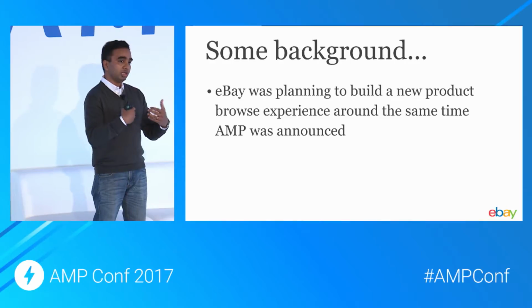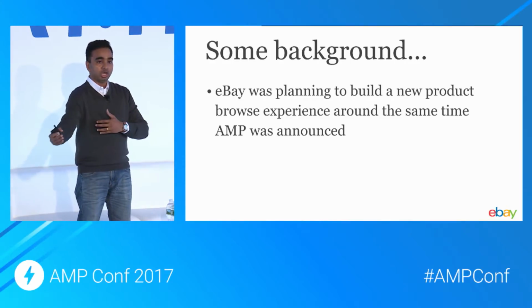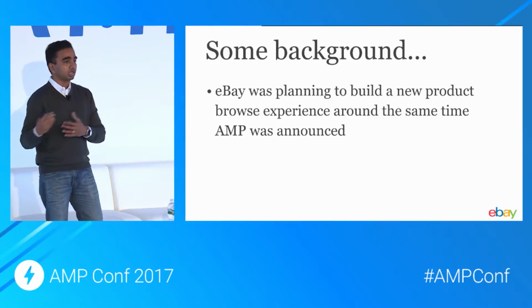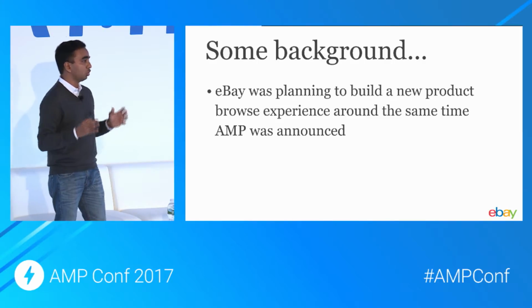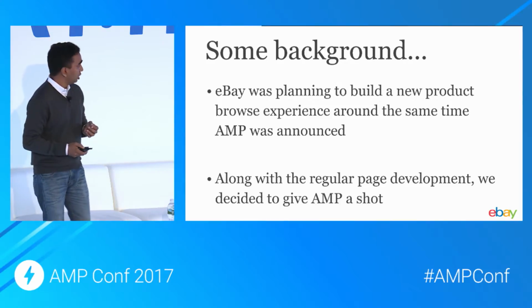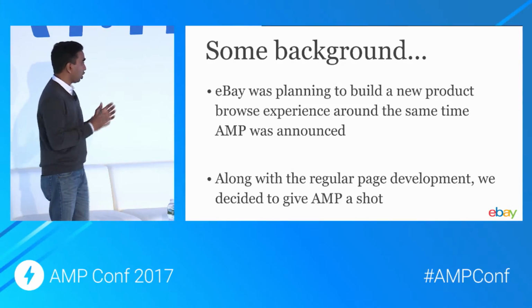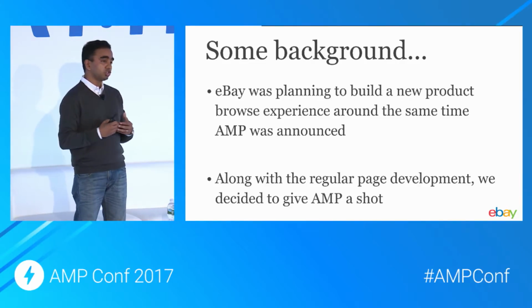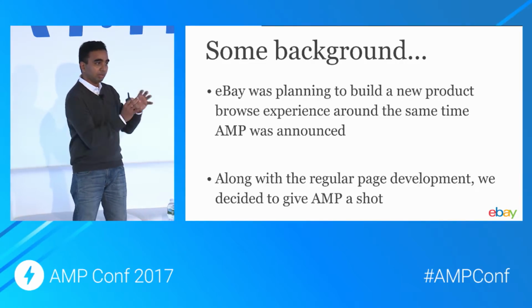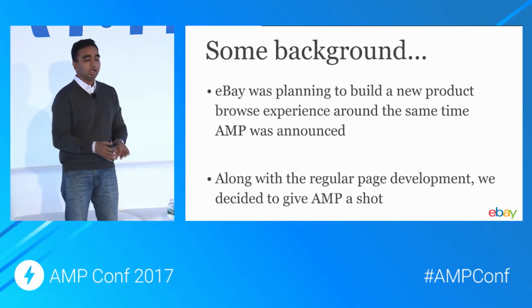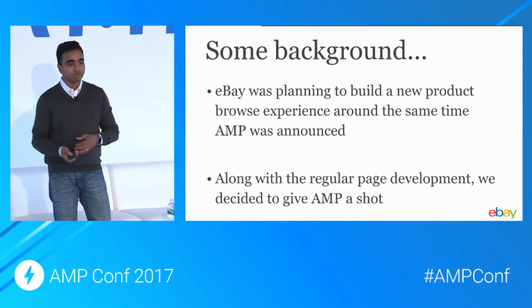If a user is already within eBay, we know where they are going to go next. We can optimize the flows for them. But if they are coming from external platforms like search engines or social media, we don't have a control over there. And that's when we thought that AMP makes a lot of sense. So what we did was, along with regular page development, we thought that we'll also give AMP a shot. So that will be the primary page, which is the page that we are going to develop. And along with it, we will also have an AMP version.